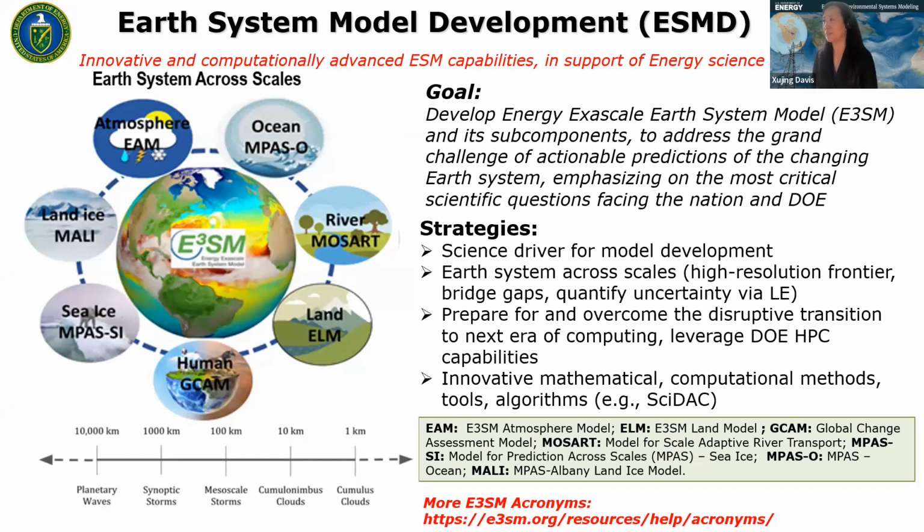And the goal of the ESMD is to support the E3SM development to address the grand challenge of actionable predictions of Earth system variability and change, with emphasis on the most important scientific questions relevant to the DOE mission. The development strategies are to drive model development with scientific questions centering around the water cycle, biogeochemistry, and cryosphere processes. All 3 have been identified as grand challenges in our division strategic plan. And also we aim to develop an integrated Earth system model, including all Earth system components and a human component across different temporal and spatial scales.